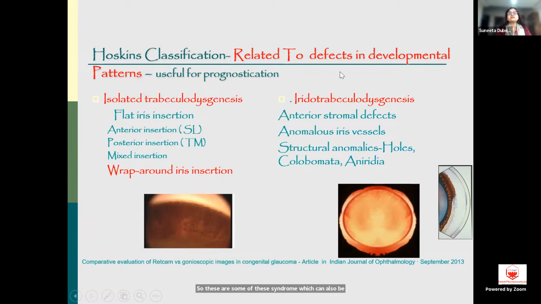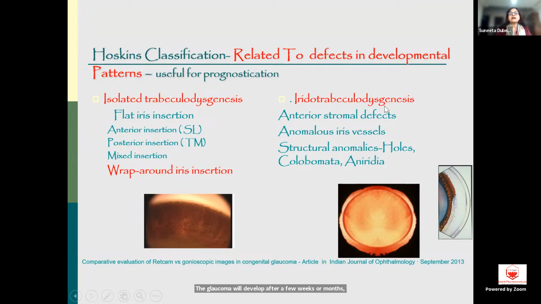I use this classification because it is related to defects in the developmental pattern, and it is very useful for prognostication. If there is isolated trabecular dysgenesis, that means the other eye structures are normal. Here you just see this wraparound insertion or anterior insertion of the iris, as you can see here, or posterior insertion. The prognosis of this isolated trabecular dysgenesis is very good. Here the patient will not be born with glaucoma. The glaucoma will develop after a few weeks or months, as I said, infantile glaucoma.